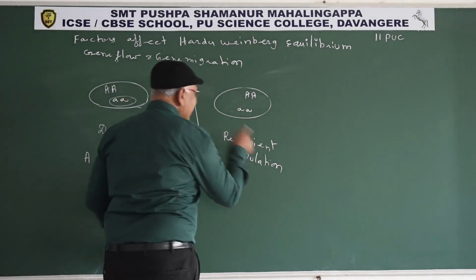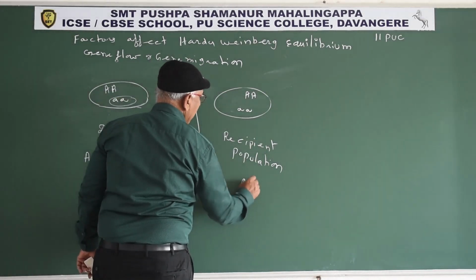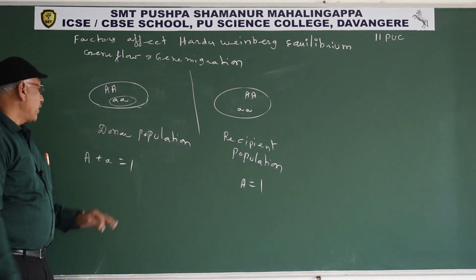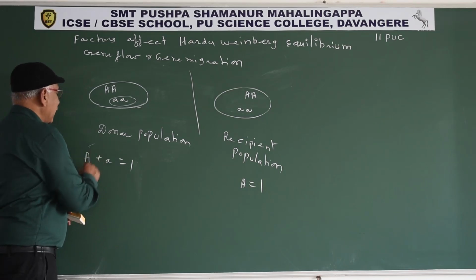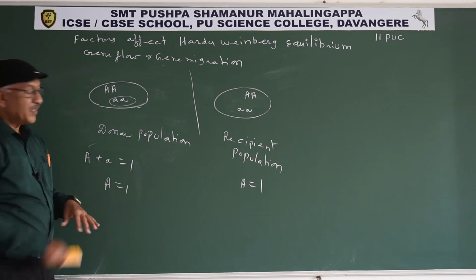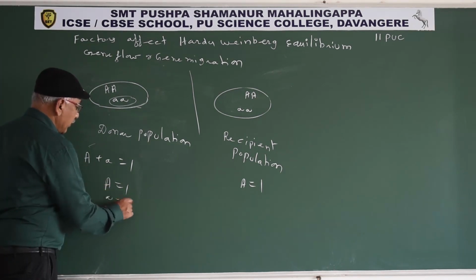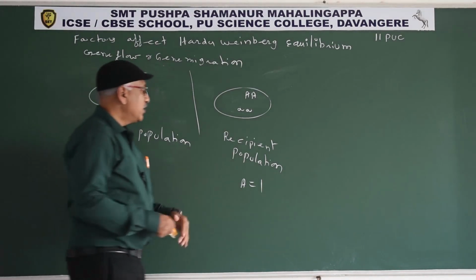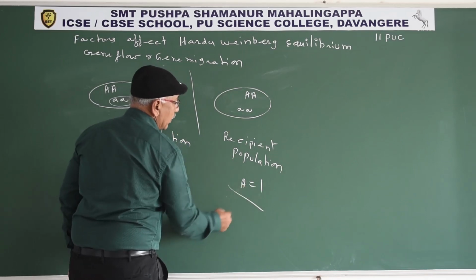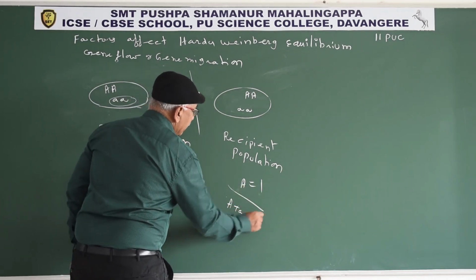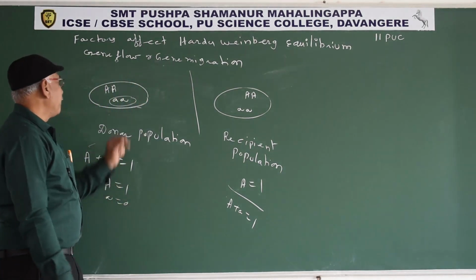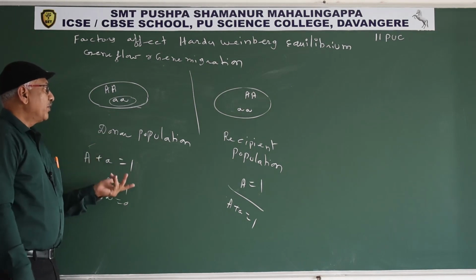Before receiving the alleles, the frequency of capital A in the recipient population is 1. So after migration, the frequency of capital A increases. Capital A becomes 1, which means the frequency of capital A allele increases. The frequency of small a becomes 0. In the same manner, in the recipient population, before it receives the alleles, the frequency of capital A is 1. After receiving, the frequency of capital A and small a become 1. Change occurs in the allelic frequency. Similarly, change occurs in the genotypic frequency also.